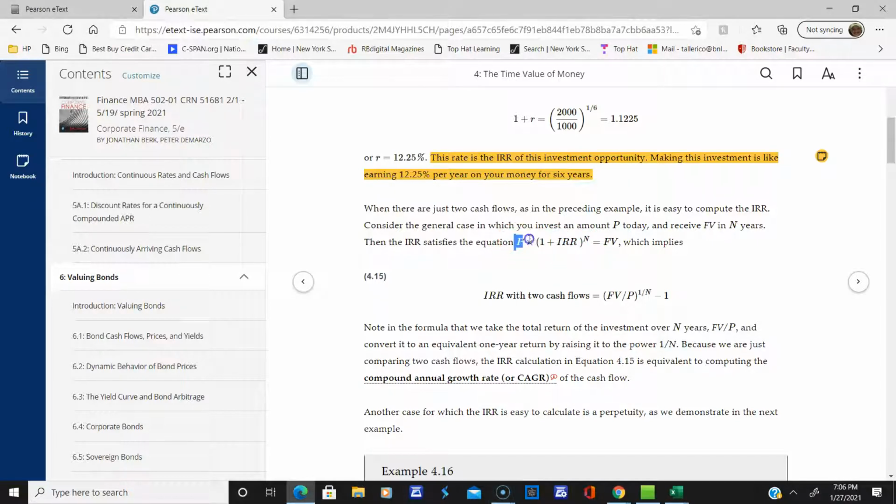So let's set this highlighted. The internal rate of return with two cash flows is the future value and the present value, which is what we just saw, to the power 1 over n, minus 1. Here it is right here. So this is the general equation of what you see up there, and this is equation 4.15.